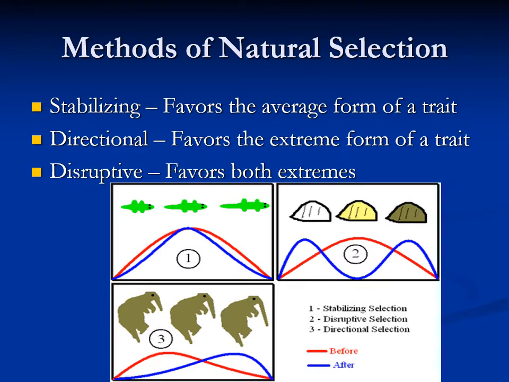We have some different methods of natural selection. Stabilizing selection favors the average form of the trait. So if you look at your picture down here, number 1, these are my little baby alligators. They're so cute. The red is the before bell curve. So this is the natural spread of characteristics with these little alligators in regards to the length of their tails.